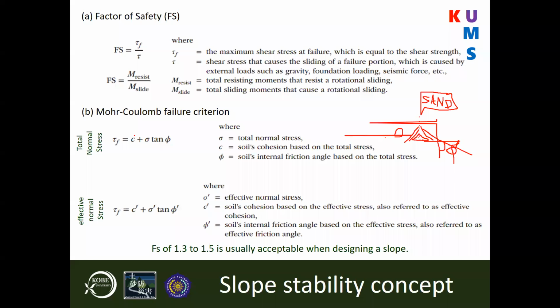Now, when you have sigma, which is the total normal stress, the vertical stress, so when you're on the slope, that is the stress going down, acting on phi, which is the soil internal friction, and having the cohesion. That gives you the total normal stress.